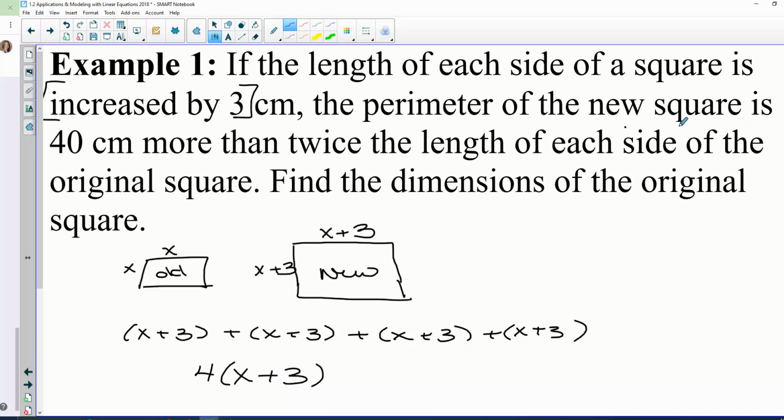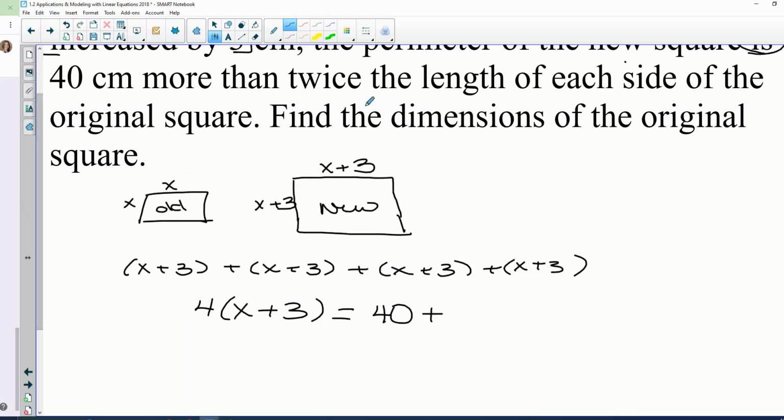So the perimeter of the new square is, yes, is that magical word that means equals. 40 more than, what does that mean? Yeah, it's greater, so we're increasing, so we're adding. So 40 plus twice the length of each side of the original. 2x. Twice the side, so side is x, so twice that would be 2x.